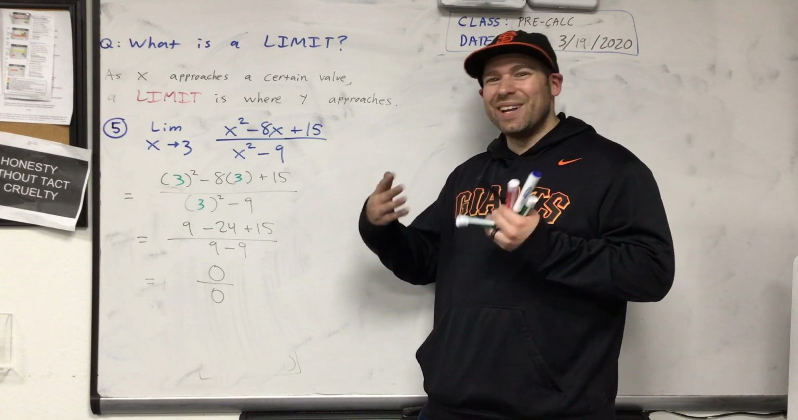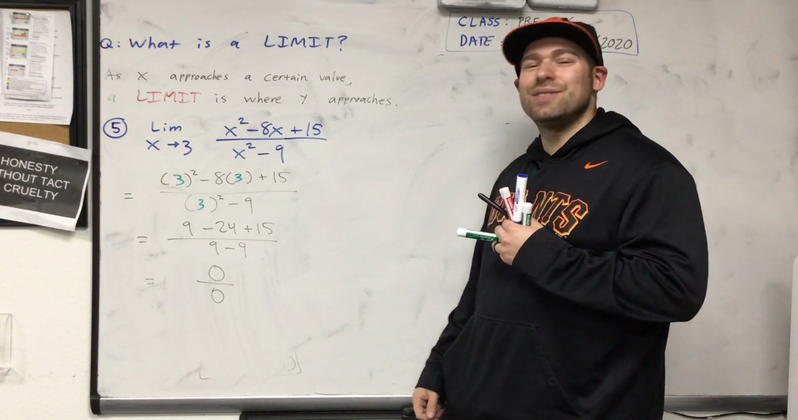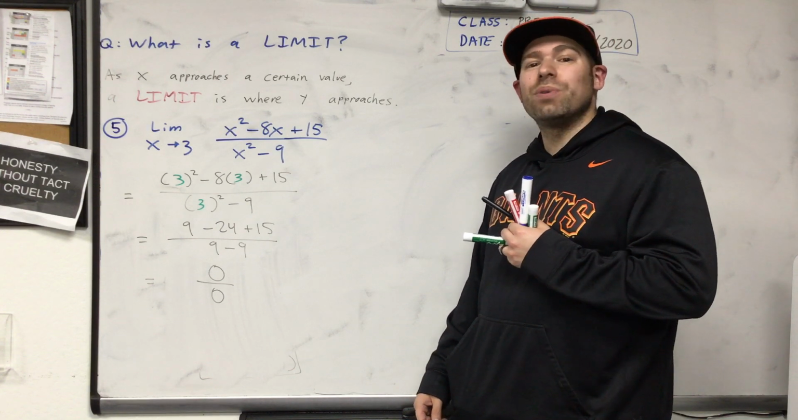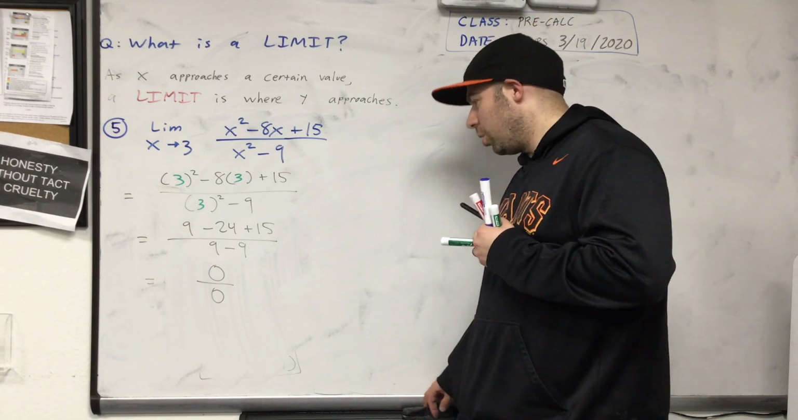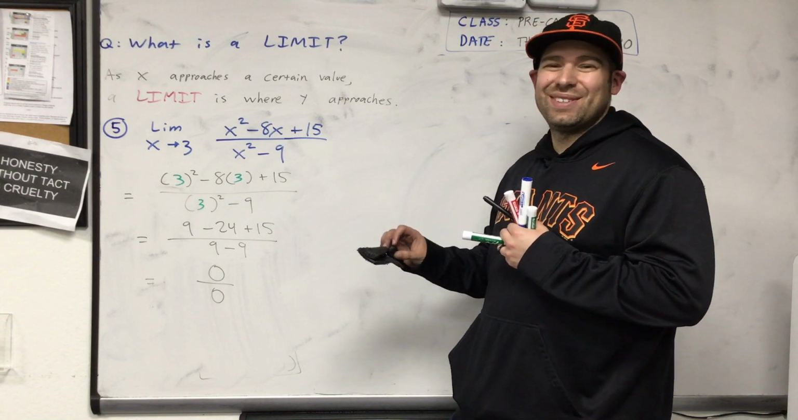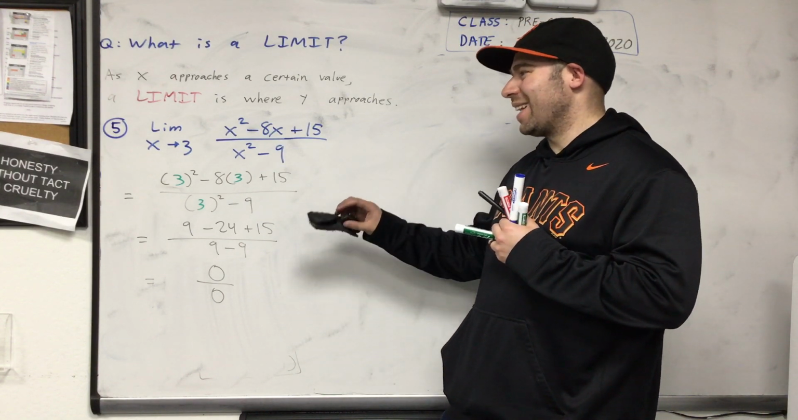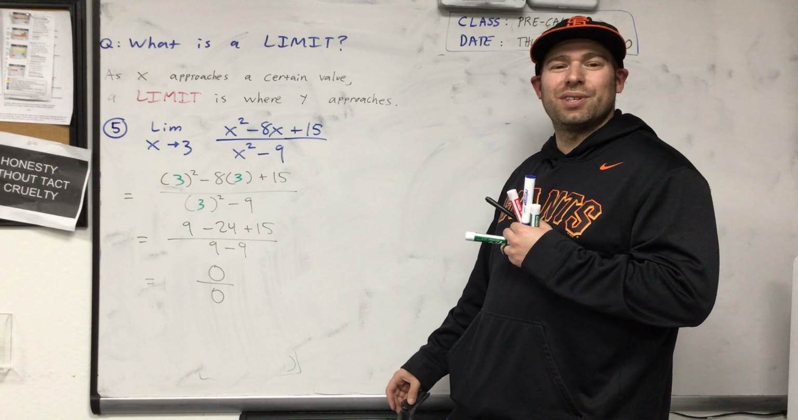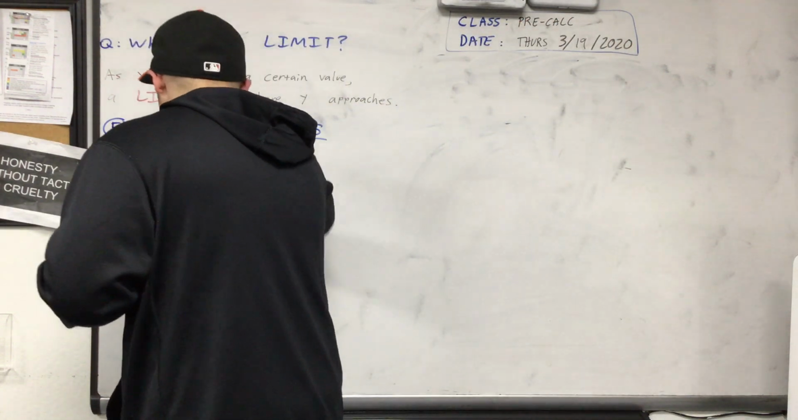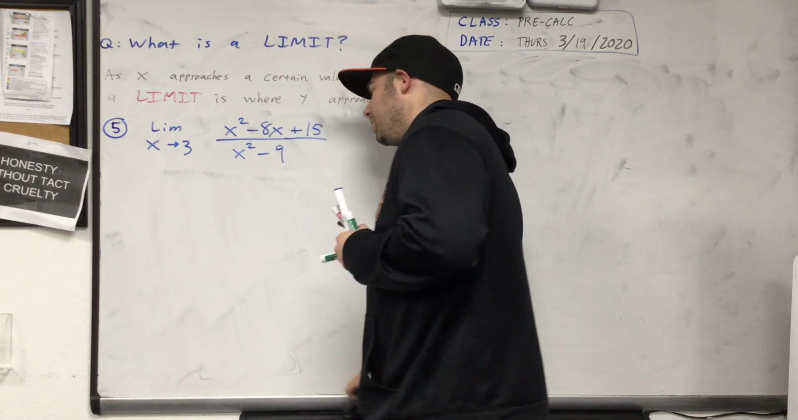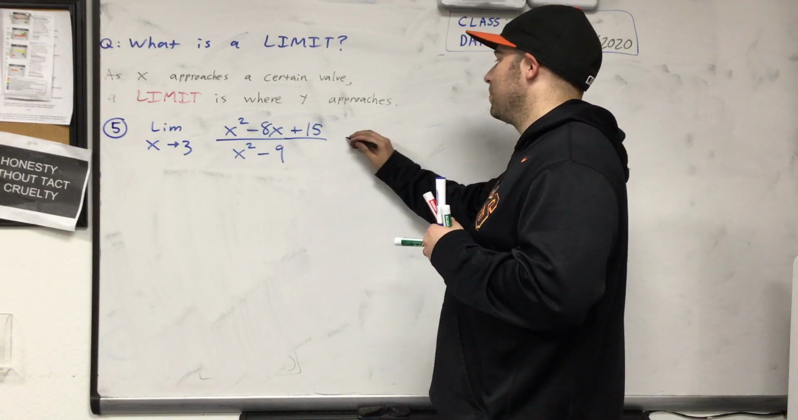Well, you do a lot of number theory, it turns out 0 divided by 0 is the only division problem with an unlimited amount of solutions. So we got to get creative. I can't plug in x equals 3 and go, well, the answer is 0 over 0. What does that mean? So I need to factor this quadratic trinomial on the top and bottom.